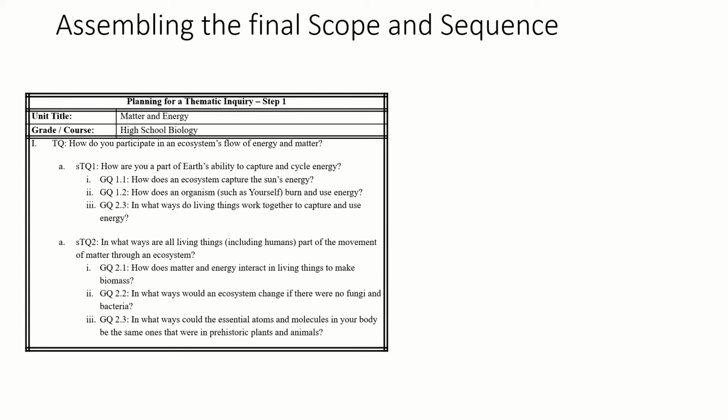I'm going to walk you through how to assemble the final scope and sequence for your unit. I'm going to use the 10th grade biology unit as an example, as it includes subthematic questions instead of the 5th grade example, which does not. I want you to see the graphic organizer using all of the steps. Remember that many units may not include subthematic questions, and so that step is skipped in those cases.